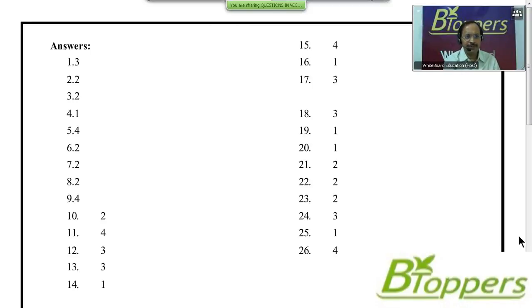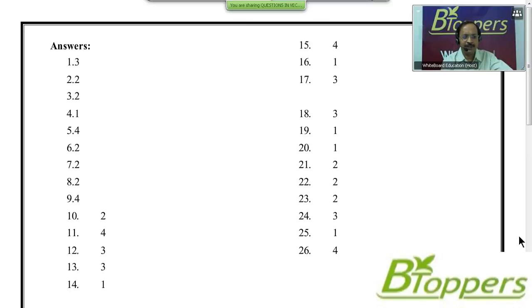For question number 1, third option is answer. For question number 2, second option is answer. For question number 3, second option is answer. For question number 4, first option is answer. For question number 5, fourth option is answer. Question number 6, second option is answer. Even for next two questions, 7 and 8, second option is answer. For question number 9, fourth option is answer.